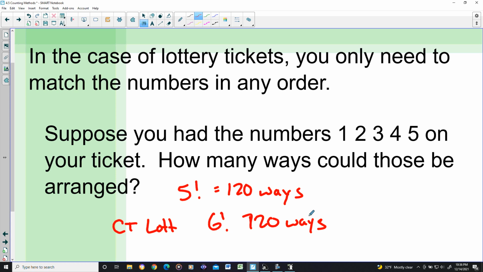So when order doesn't matter, this is how many different ways that each of those exact orderings occur. The numbers 1, 2, 3, 4, 5, if we were to make all the individual orders, those 5 numbers would appear together 120 times in each of their possible orders. On the lottery ticket, each group of numbers will appear 720 times.